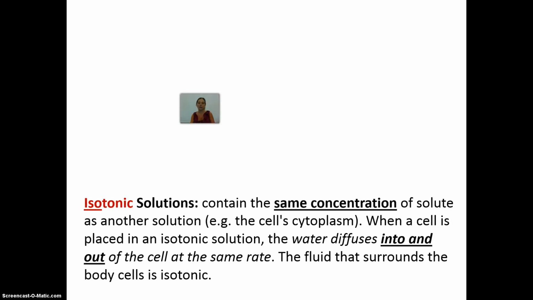And then that leaves us with our third osmotic condition, which is an isotonic solution. In an isotonic solution, you have equal concentration of solute and water both inside and outside of the cell, which means water is traveling in and out of the cell in equal amounts. So water diffuses into and out of the cell at the same rate, which means the cell is going to stay the size that it should.